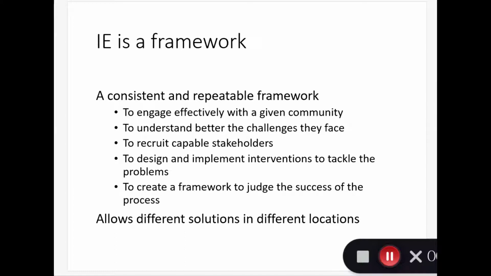And it's a process. It allows us to engage effectively with a given community of people, to understand the challenges that they face. It allows us to recruit capable stakeholders to help out with the process, so we don't do it all ourselves. It allows us to design and implement interventions to tackle the problems that are unique to that particular location, and allows us to create a framework to judge the success of that process. So it's a consistent and repeatable process and framework that allows us to design different solutions, interventions for different locations, respecting the uniqueness of each of the areas that we work.